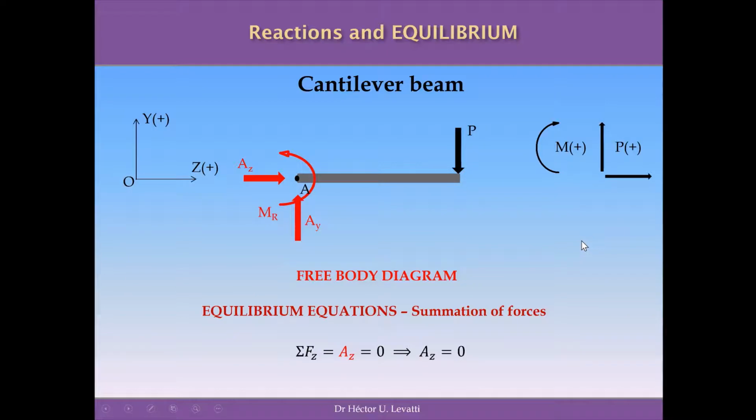So if we start with the summation of forces in the horizontal direction, the Z direction, we realize that the only force we have is AZ, so this force has necessarily to be equal to 0 to keep the equilibrium. So AZ is equal to 0, and then we can delete it from our free body diagram because it's not necessary to complicate the scheme. So the free body diagram now has only a vertical reaction and a reactive moment MR.